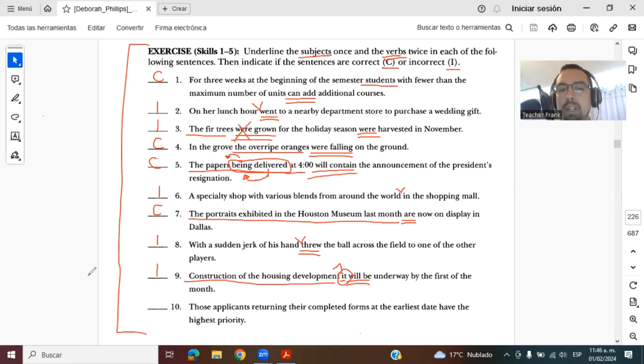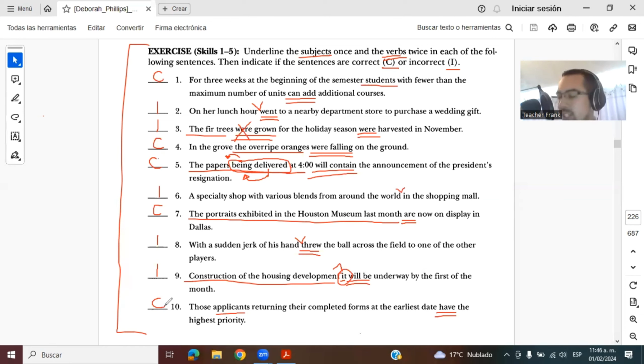Okay, let's look at number 10. Those applicants returning their completed forms at the earliest date have the highest priority. So we have here the verb have, and who or what have the highest priority? Well, the applicants, right? Or those applicants returning their completed forms at the earliest date. Returning and completed here are not verbs, they're adjectives, right? So yeah, this one would be correct. And yeah, no problem there.